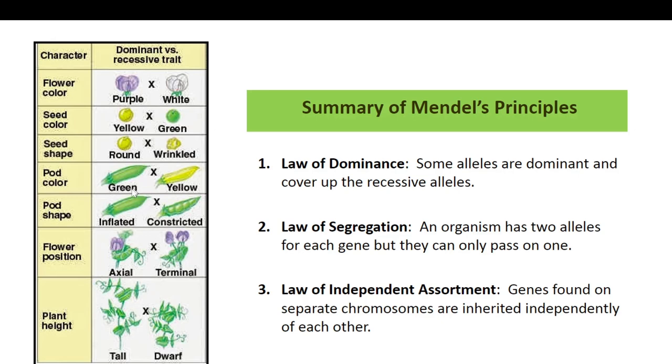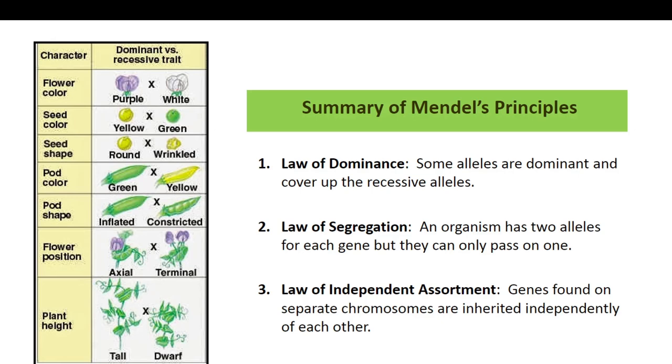Pod shape: inflated is dominant and constricted is recessive. Flower position: axial is dominant, whereas terminal is recessive. And plant height, tall and dwarf: tall is the dominant phenotype and dwarf is the recessive phenotype. If you have the basic idea of the dominant and recessive phenotypes, it will be easy for you to solve these kinds of questions.